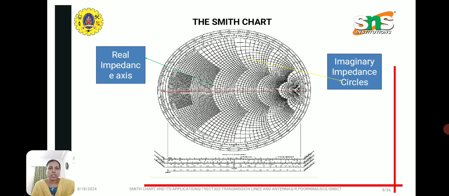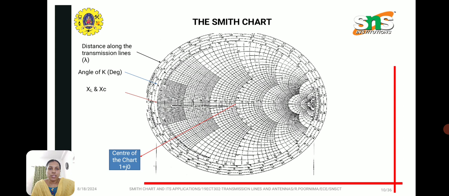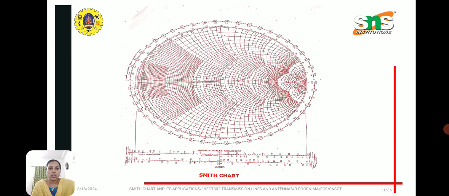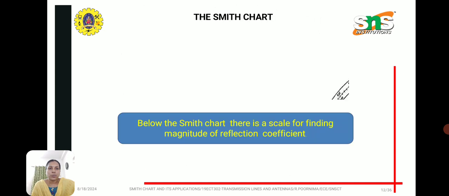and this is the overall Smith chart where the real impedance axis and imaginary impedance circles are given. The center of this chart is 1 plus j0, and distance along the transmission line, in wavelengths, is taken along the outer circle, and the angle of reflection coefficient is given in degrees, and the inductive reactance and capacitive reactance are measured from the reactance circles. So this is the overall Smith chart diagram. Below the Smith chart we have a scale that is used for finding the magnitude of reflection coefficient.